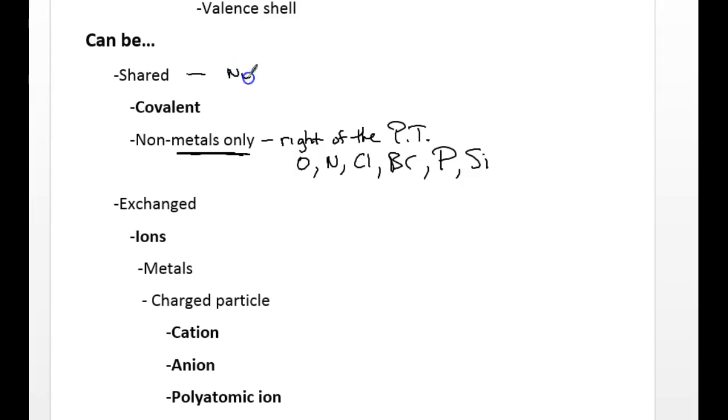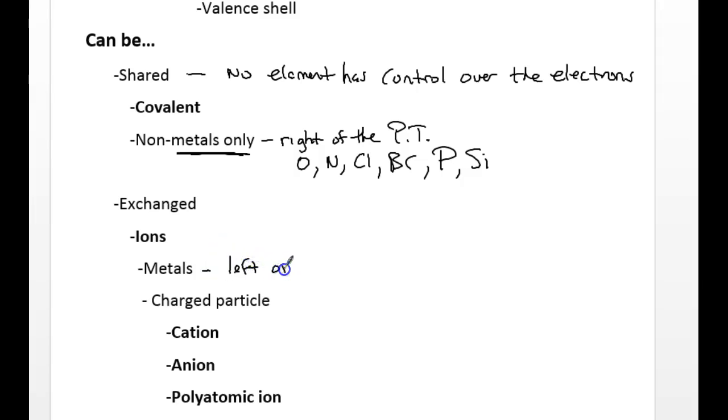So no element has control over the electrons. Okay. But they can also be exchanged, and we'll come back to this covalent in a second though. We're going to add something to it. But they can also be exchanged where one takes some electrons, the other one gives, and that's metals. So this is the left of the periodic table.